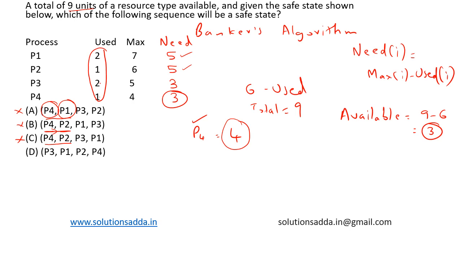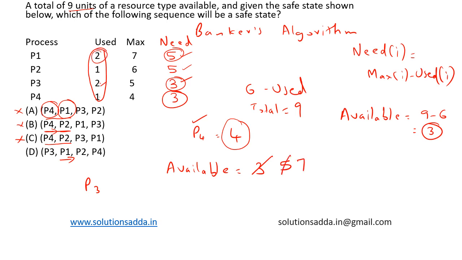Now initially we have available equal to 3. Now P3 is given the resources. So P3 requires 3. We have available 3. So we are giving P3 the 3 resources. Upon P3's execution, the available will become 3 plus 2 equal to 5. Now we are giving for P1. P1 needs 5 resources and we have available 5. So this is possible. So after execution of P1, we will have 5 plus 2, which is equal to 7 resources available.